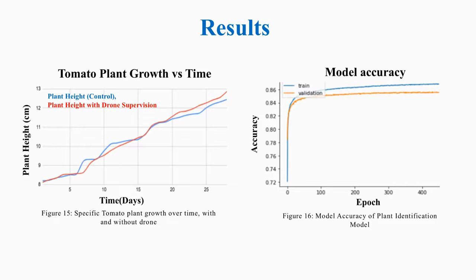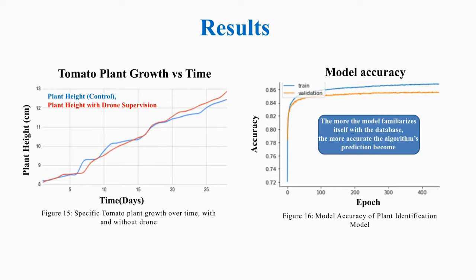And then finally, just a model accuracy graph. This was how well the drone was able to identify plants within the field, and we can see that the more the model familiarizes itself with the database, the plants in the field, the more accurate the algorithm's predictions become. So the more the drone was surveying the field, the more the drone familiarized itself with the plants in the field.